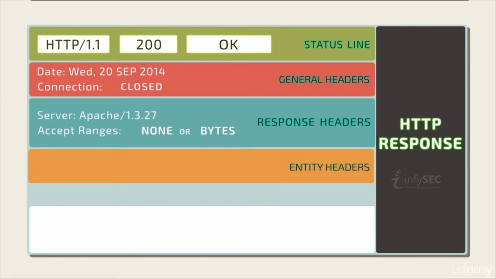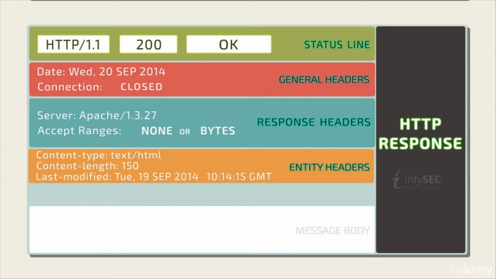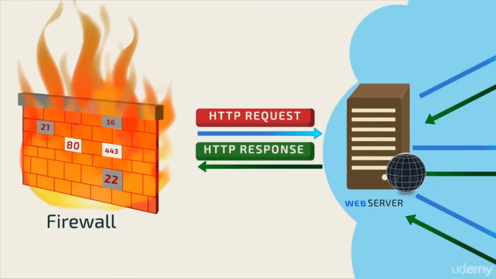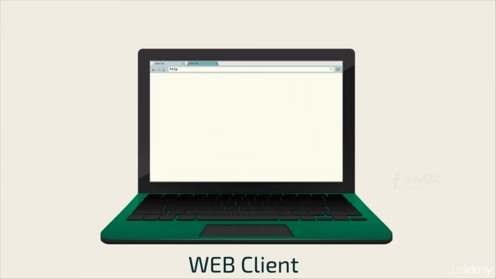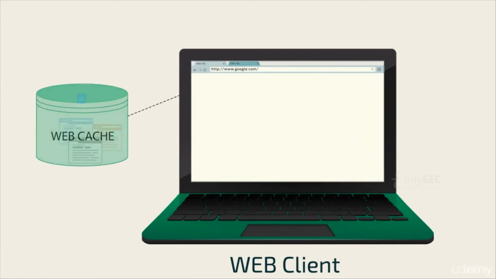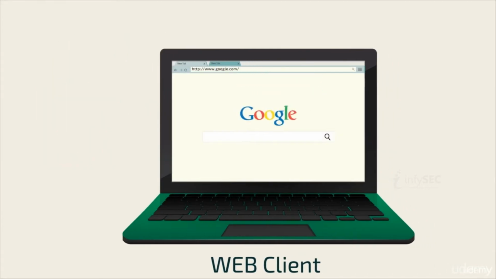Entity headers consist of the content type that gives information about the type of content in the body of the message. Content length denotes the length of the message. Last modified denotes the timestamp of the last update of the message. Message body, the actual response for the request. The response is then processed by the web browser to display the requested content. Next time when a user requests google.com, instead of fetching the response from the server, the browser processes the request using previously stored responses from web cache.